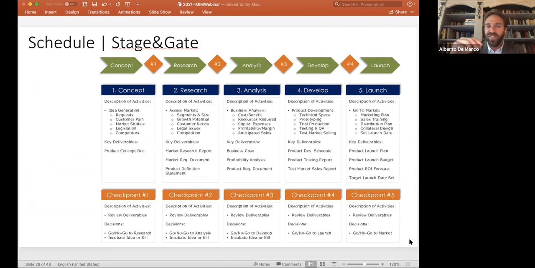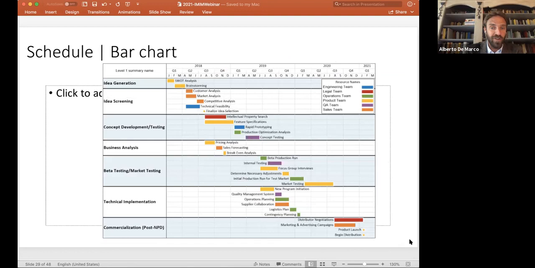So for example, there's a conceptual phase and there's a checkpoint, and there's a research phase, and then there's an approval gate, and then there's an analysis phase, and there's approval, and then development of the project and approval and launch. That's an example of how the time schedule can be prepared. And everyone is very, very familiar with writing down that type of time schedule using a Gantt chart or bar chart, which is something you can see here, right?